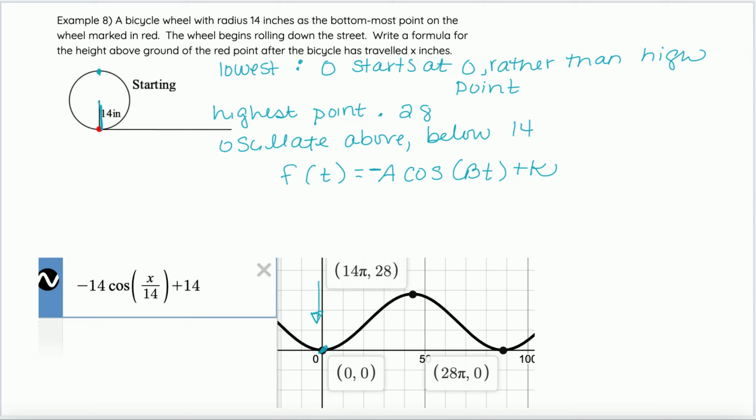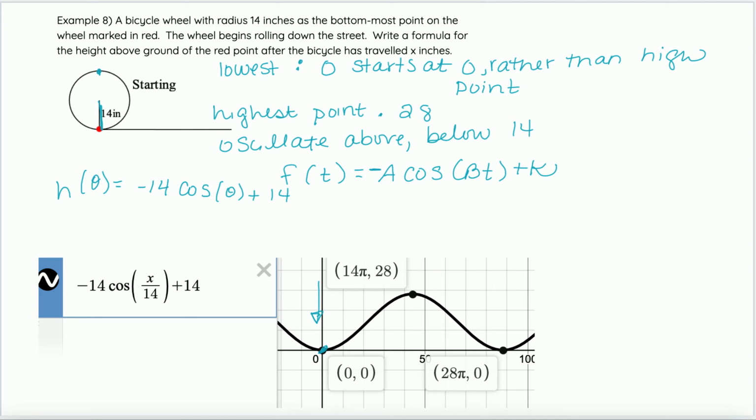So we know our A value is going to be 14. But opposite of 14, because it's oscillating above and below by 14 units, but we're doing the opposite because we want to reflect from the original cosine of theta, and the midline is at 14 as well. So a unique case where that happens.